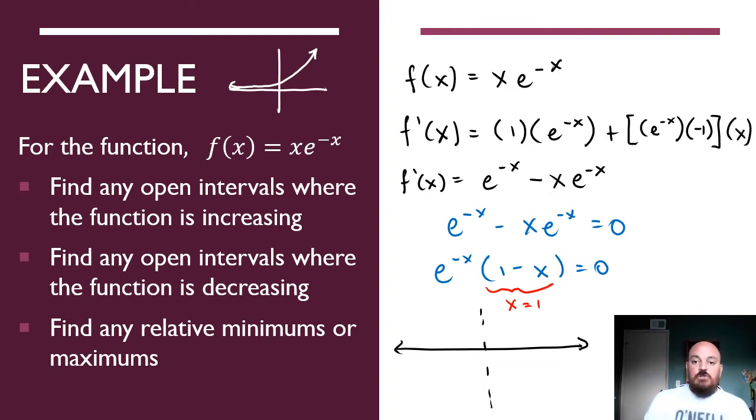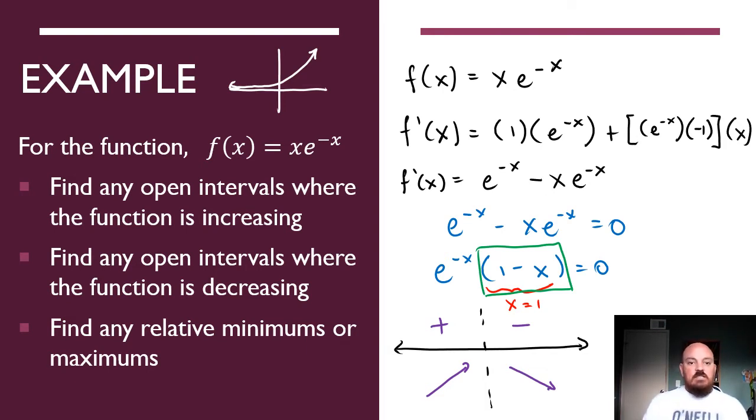Actually, if you want to think about a shortcut, I'm really just testing right here. For the same reason, e to the negative x is always positive. You don't have to worry about that. So really, I'm just testing the 1 minus x to see if it's positive or negative. So if I test a 0, I get 1 minus 0, which is 1, that's positive. And if I test a number bigger than 1, like 10, I get 1 minus 10, that's definitely negative. So my function is increasing here, decreasing here, and now I can answer every single question.